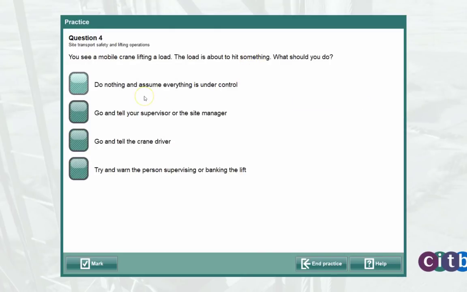You see a mobile crane lifting a load. The load is about to hit something. What should you do? Do nothing and assume everything is under control. Go and tell your supervisor or the site manager. Go and tell the crane driver. Try and warn the person supervising or banking the lift.